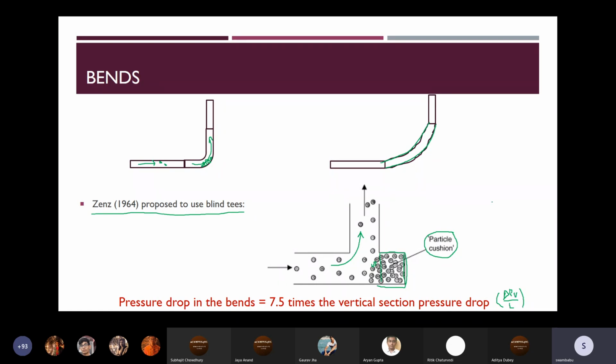Suppose the particles and gas are flowing in a vertical pipe. If you can measure delta P of a 1 meter pipe, how much delta P takes place in this vertical pipe of 1 meter length? If you multiply by 7.5, that will be the pressure drop in one bend, not bends, one bend. So this way we can know the pressure drop across the bend.